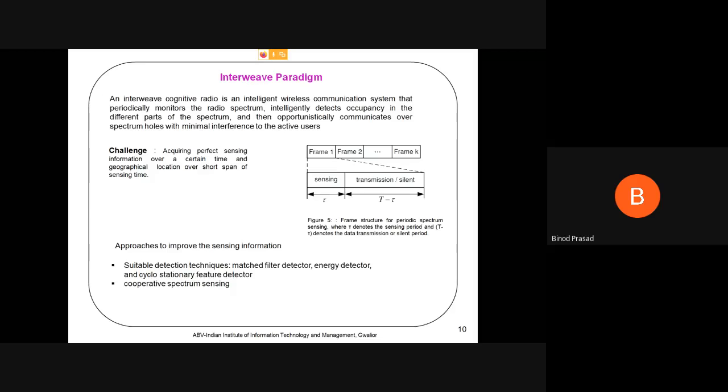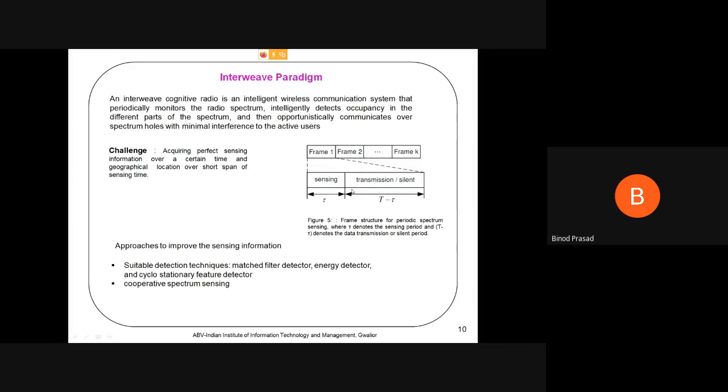The performance of such a scheme depends on how accurately it is sensing the given band, and also how much time it takes to sense the given band. Now see figure 5. You can see that for a given frame, the total time is T for the cognitive user. If it spends a sensing time of tau, then it has a transmission time of T minus tau.